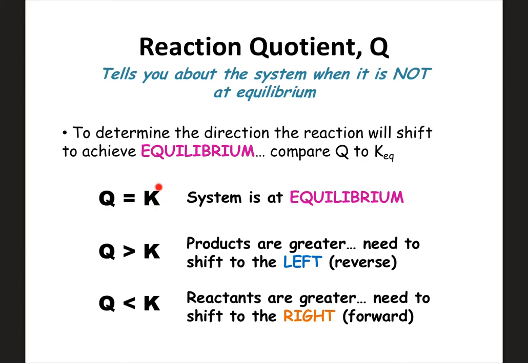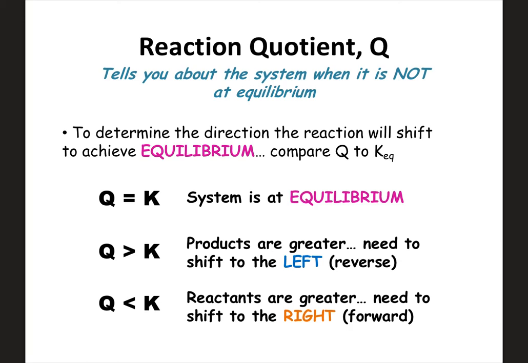If Q is equal to K when you plug in your concentrations, that means you're at equilibrium. Essentially, you plugged equilibrium concentrations into your KEQ expression, and that's why they came out equal. If you calculate Q and Q is greater than K, then that means your products are greater and the reaction is going to need to shift left.